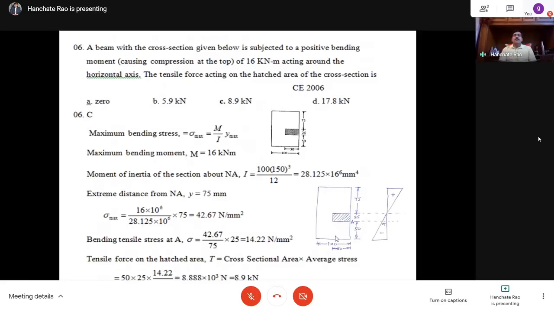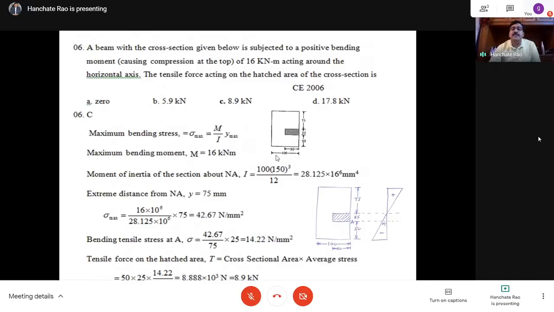What is the tensile force acting on the hatched area of the cross section? So he is asking us to find out the tensile force in this hatched area. If you want to find out the tensile force here, what do we want to find out? First we have to find out the stress here and multiply it with the area. So we will get the force.